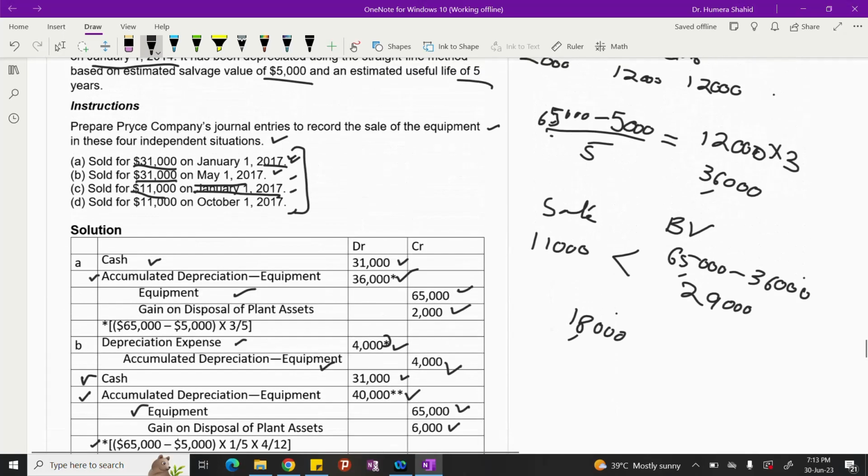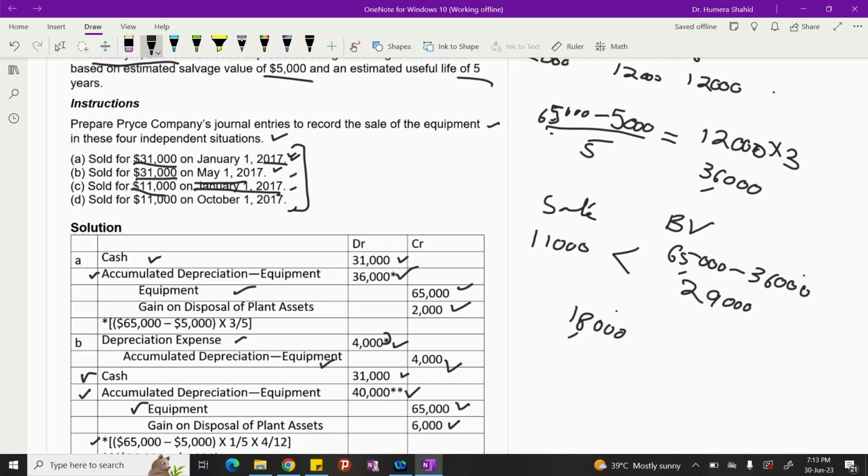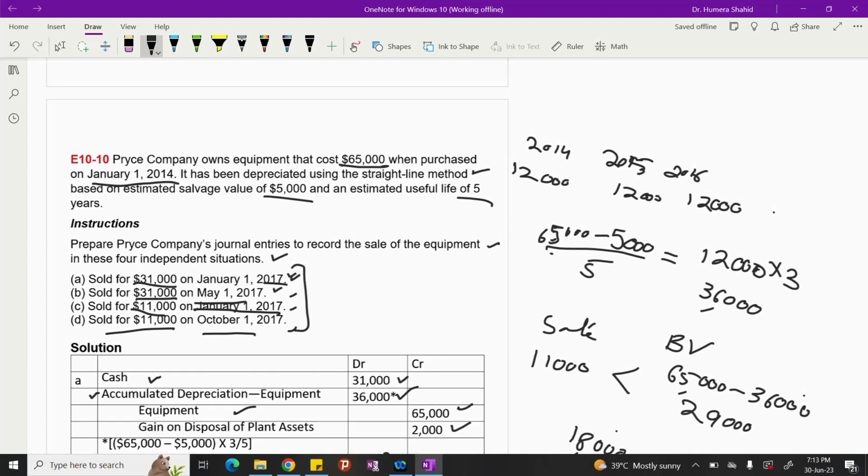Let's move on towards the fourth question, that fourth part, that is we sell it for 11,000 on October 1st. Now we have to update the depreciation since we also used this equipment in 2017. 12,000 is the annual depreciation. October is the 10th month, October 1st. It means that October will not be included. So I have to add 9,000 into it, right? Because 12,000 multiplied by 9 by 12 is 9,000. So 36,000 for the last 3 years plus 9,000. So my accumulated depreciation is 45,000.